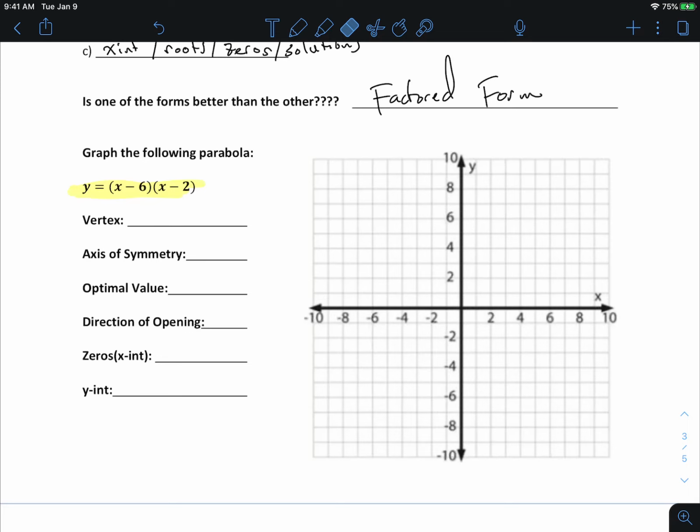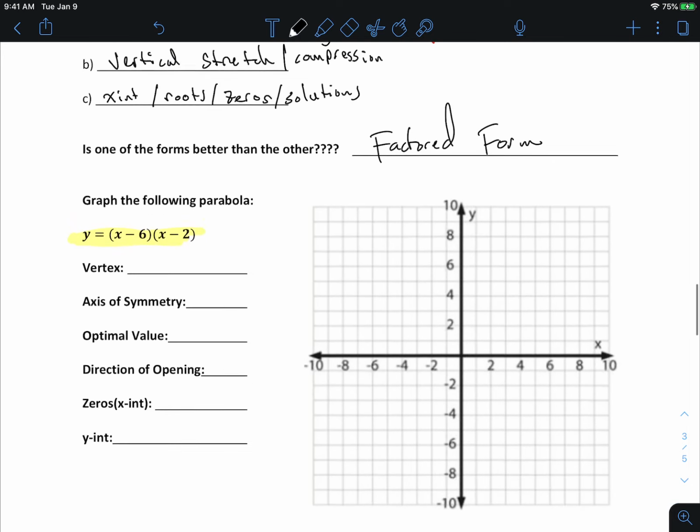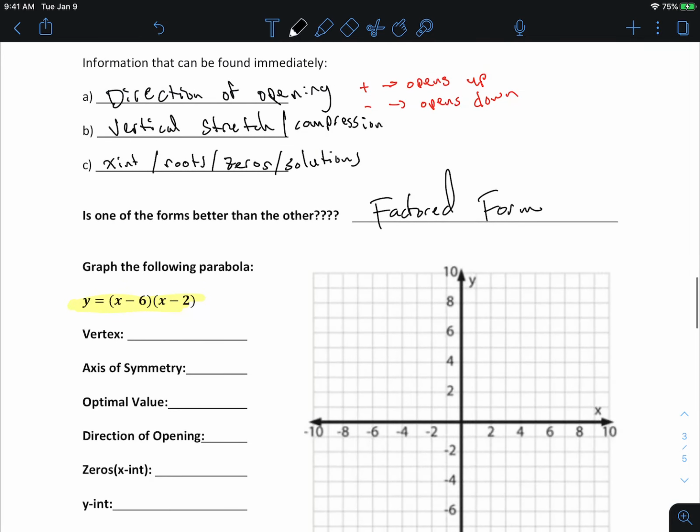So, with things written in vertex form, you want to, what was one of the things I could answer up here? Direction of opening.